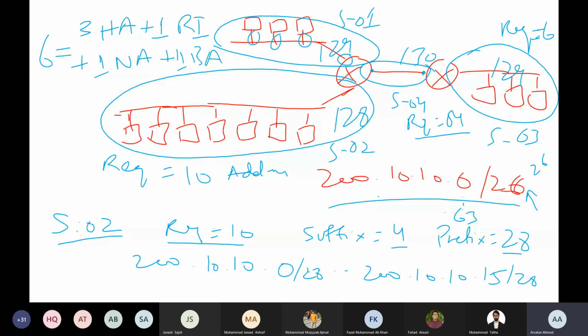Right? Everyone agrees? Subnet 2 is /28. This is /29, this is /29 and this is /30.